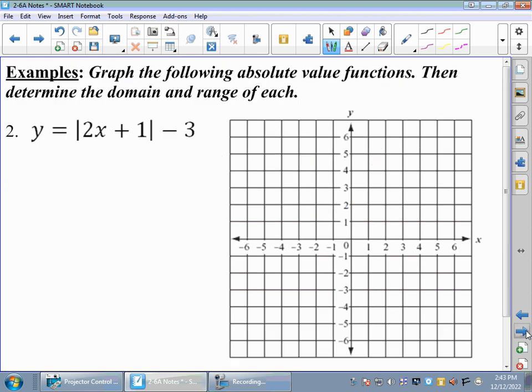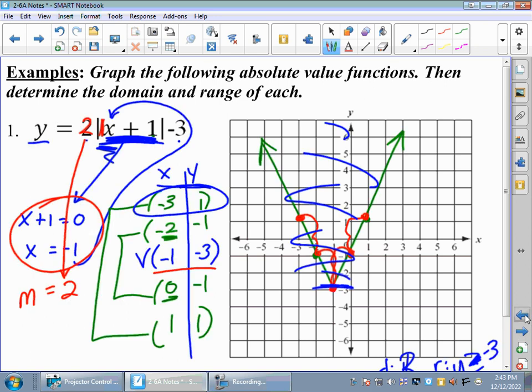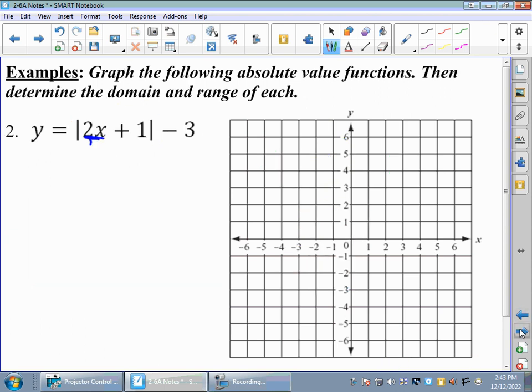Okay, let's try another one. So this time, very similar, but instead of having the 2 on the outside, I have the 2 on the inside. So what does that do? Well, there's a couple of things it does. I am going to multiply the variable by 2, add 1, then take the absolute value. Whereas before, I added 1, took the absolute value, and then times by 2. So it changes things because you're multiplying first, then taking the absolute value. So it does have an effect on the problem.